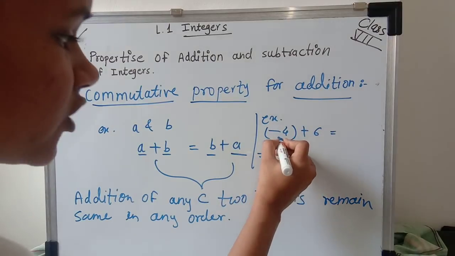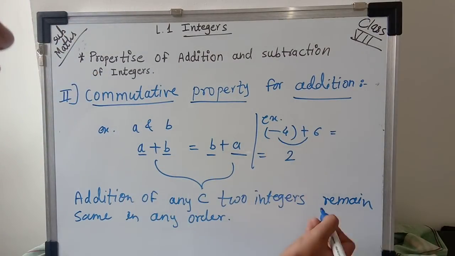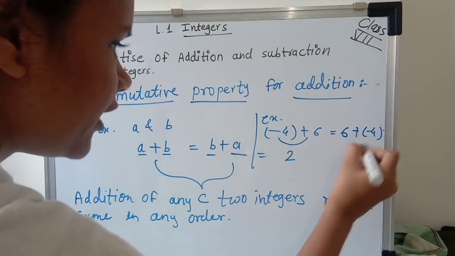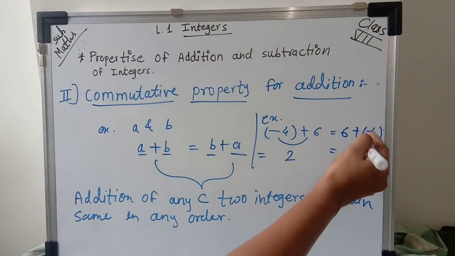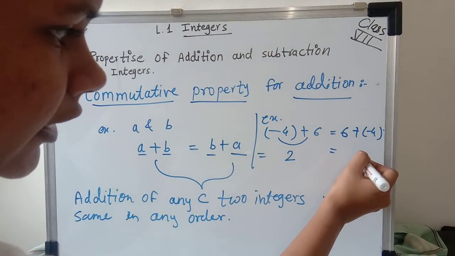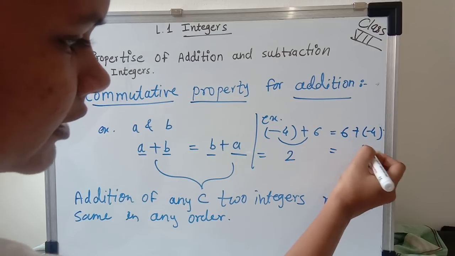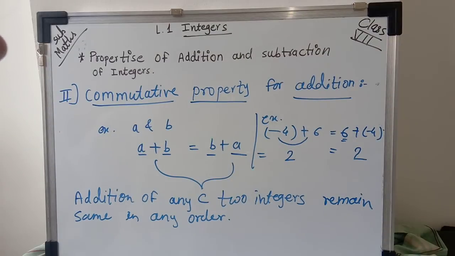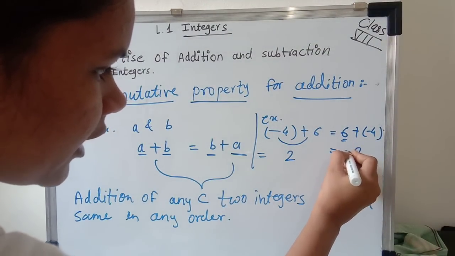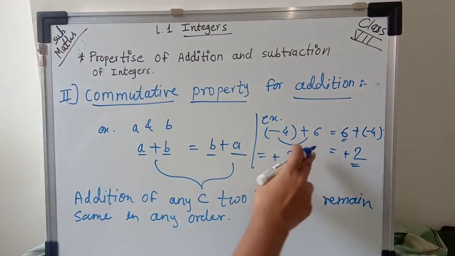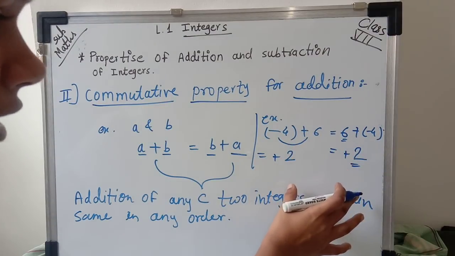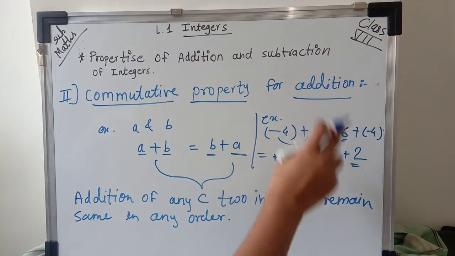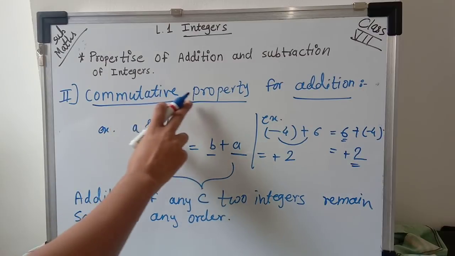Now let's change their position according to this equation. If I write first 6 and then minus 4, here also positive and negative, means subtraction we have to do. So 6 minus 4 is equal to 2. Here again 6 is the positive integer, so we'll give the sign of this 2, means positive. So here we got the same answer after changing their places, or after changing their order, and that is the commutative property.